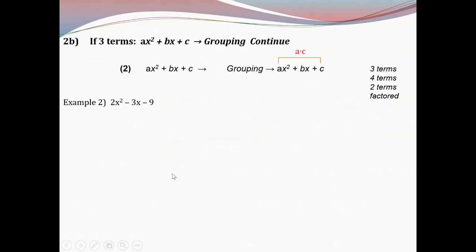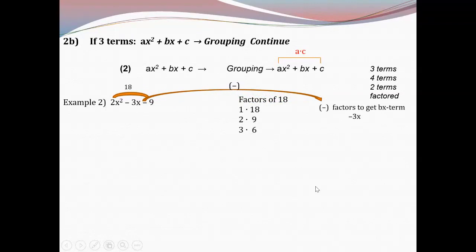Let me do one more. We have 2x squared minus 3x minus 9. So again, we multiply the 2 times the 9, and that gives us 18, right? I know it's going to be negative 18, but don't worry about that. Just know 2 times 9 is 18. Factors of 18: 1 times 18, 2 times 9, and 3 times 6. Now, because it's negative here, we're going to subtract them.